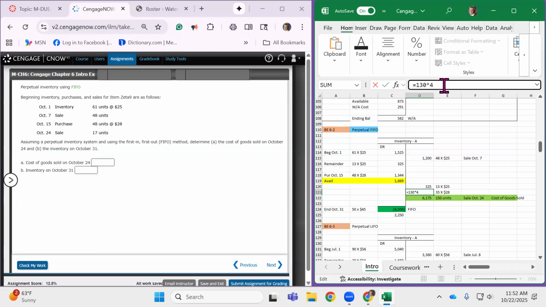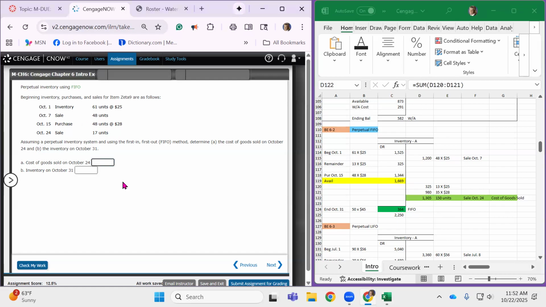Okay, so now we're doing 35 units at the new cost of $28. So the cost of what we sold on the 24th, not on the 7th: the 7th cost us $1,200, but the 24th is costing us $1,305. So let's put that down, $1,305. You need to figure out what yours is. You probably have two costs, and a certain amount remaining in each of those cost layers.